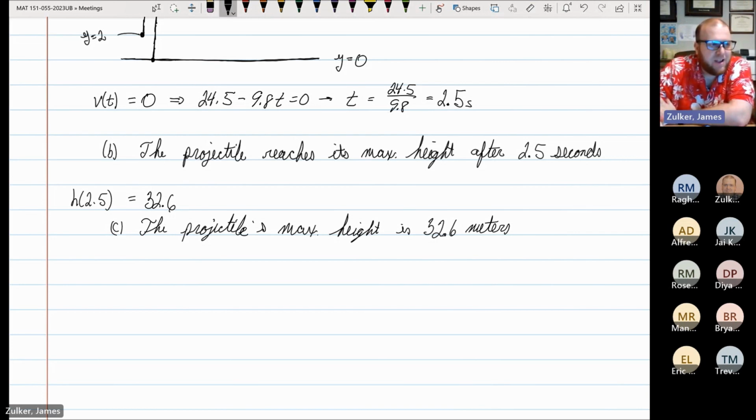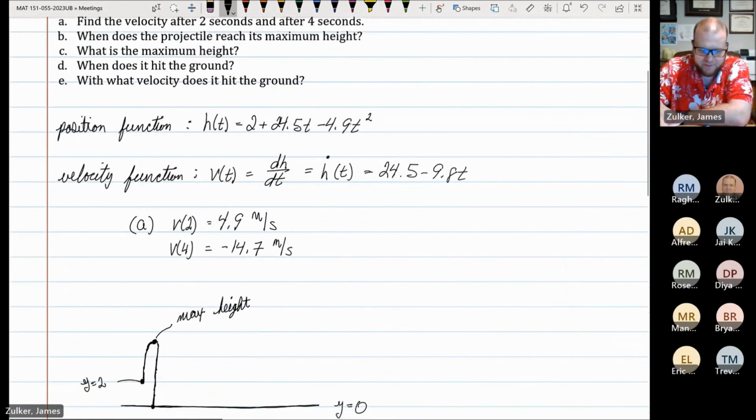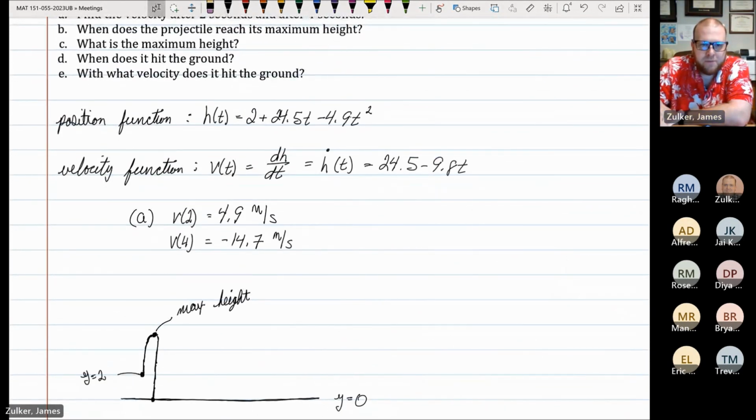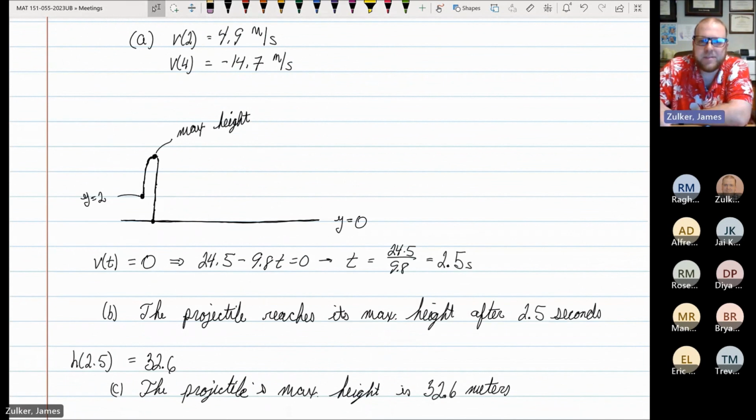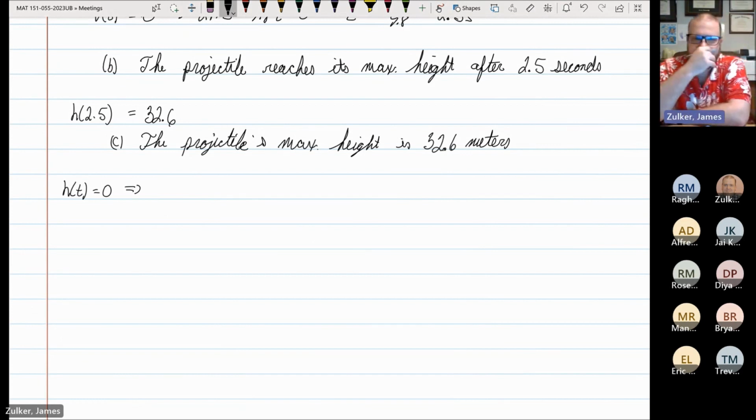When does it hit the ground? Now that's also straightforward, right? Height has to be 0. So set h of t equal to 0 and solve.